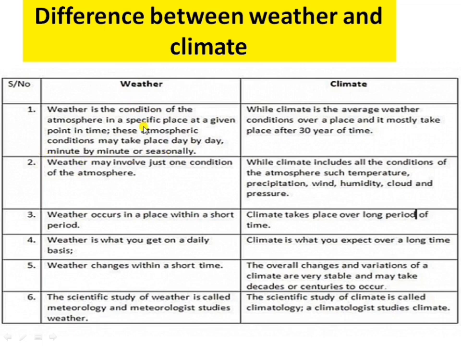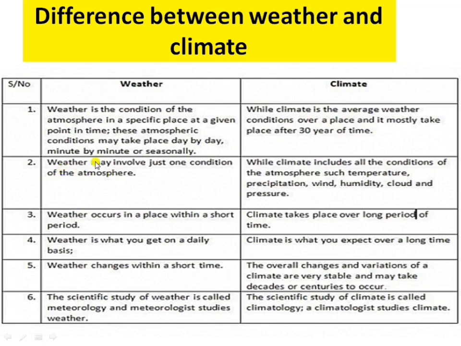Weather is a very short period of time and can easily vary. But climate is the average weather condition over a place and it mostly takes place over 30 years of time. We have to collect the data for 30 years, or 25 to 30 years.